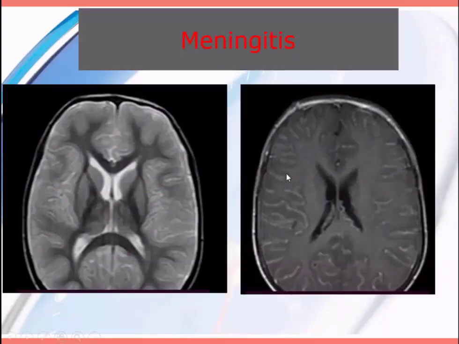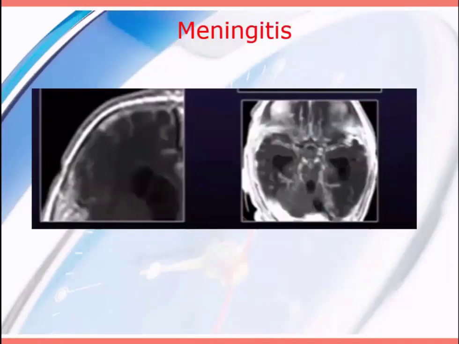This is a case of meningitis. You can see here that there is increased signal. This is a FLAIR. There is increased signal in the sulci. And after contrast administration, there is diffuse leptomeningeal enhancement. Then another case of meningitis, you can see here there is enhancement in the sulci and in the base of the brain.